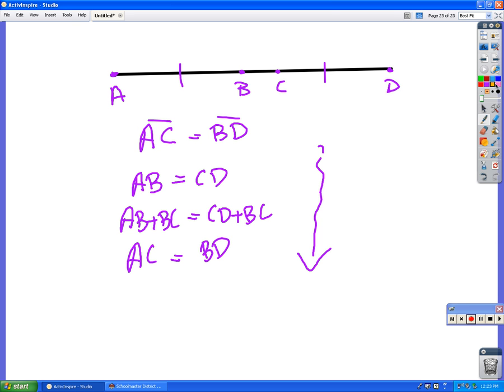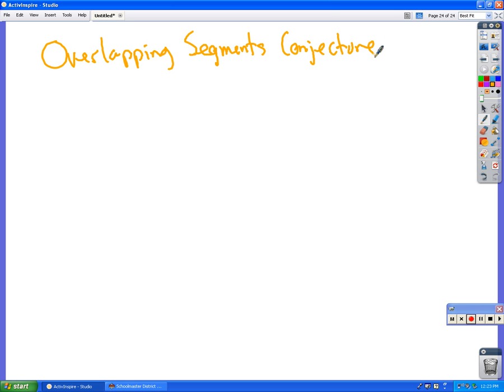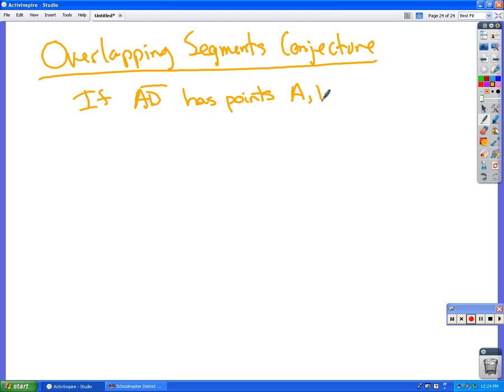Okay? And so this thing that we just proved right here actually has a little name that you should probably write down because it comes up later in the class. This is called the overlapping segments conjecture. And it says, if segment AB has points A, B, C, and D on it, and it has to be in that order.